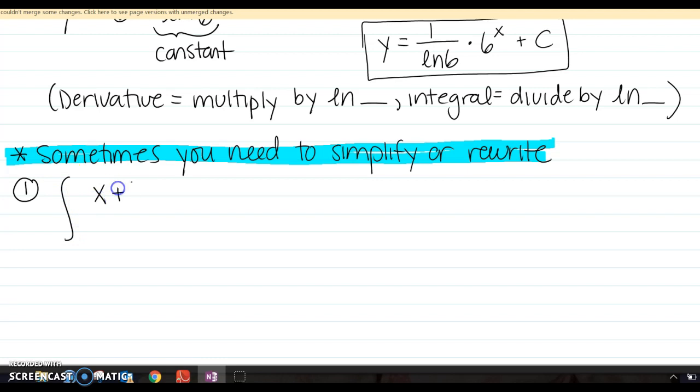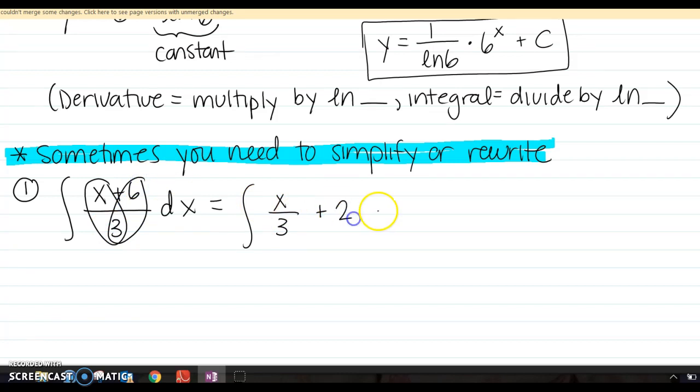Integral of x plus 6 over 3 dx, well, one method: x over 3, so the integral of x over 3 plus 6 divided by 3, which is 2, dx. What's usually helpful, although you don't need this step, is to rewrite it as the integral of 1/3 times x, because that's what x divided by 3 really means, plus 2 dx.